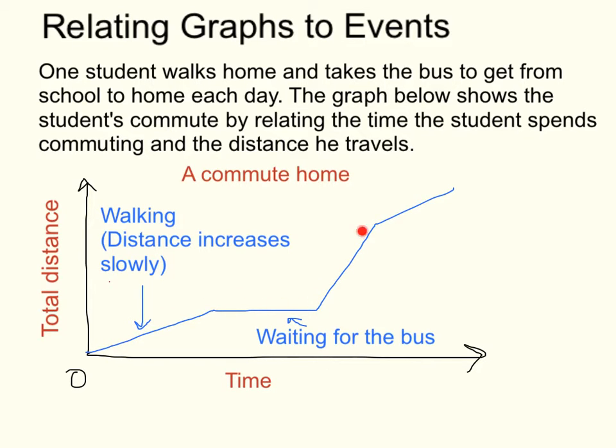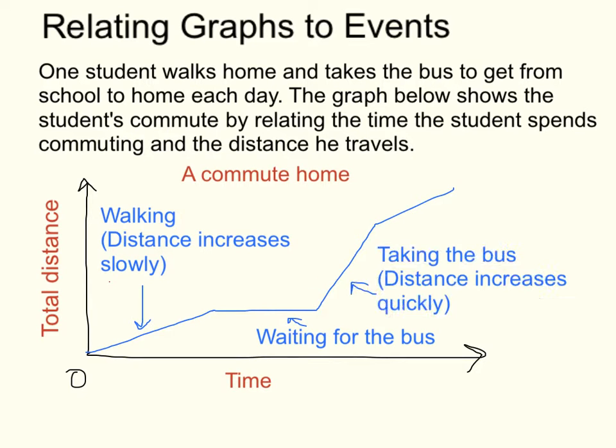What happens here? He gets on the bus. Now, you know it's increasing, but you notice that this is much faster than him walking. So then what happens here? He gets off the bus, and he's walking again, and his distance increases slowly at the same pace as what he did when he was walking to the bus stop. So that would be an example how we can describe what this graph shows.